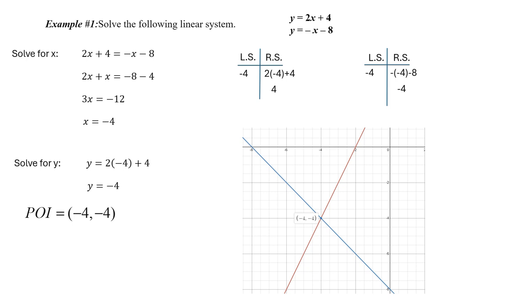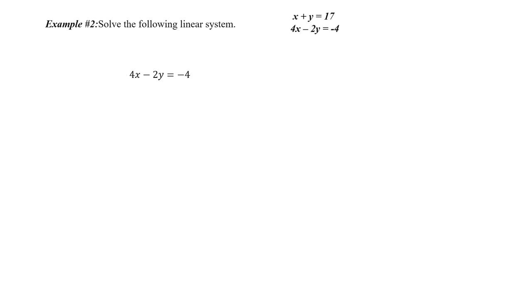And there's our graph, visually showing that our intercept is indeed -4, -4. Our next example question gives us the equations x plus y equals 17, 4x minus 2y equals -4. Now these are not written in slope y-intercept form, so we'll need to make a few adjustments to get that in correct form.